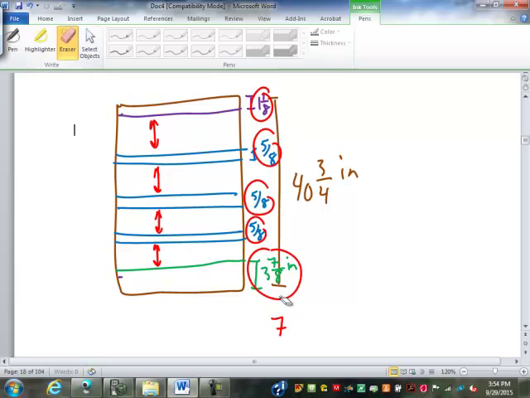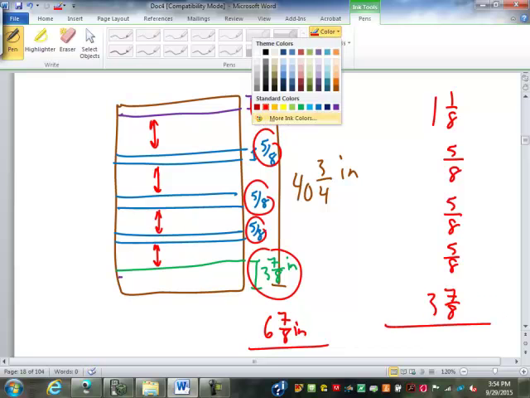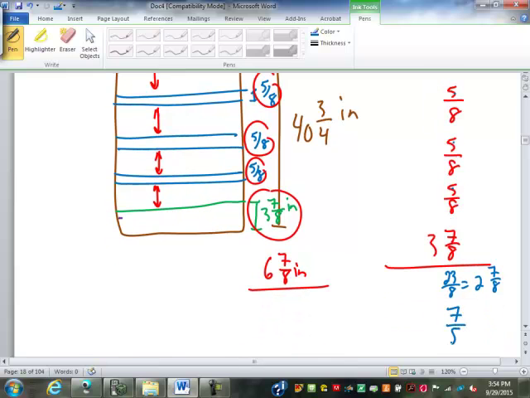6 7/8, isn't it? Is that what you guys get? 1 1/8, 5/8, 5/8, 5/8, and 3 7/8. They're already all in eighths. So we've got 1 plus 5 is 6, plus 5 is 11, plus 5 is 16, plus 7 is 23/8, which is 2 7/8. Keep the 7/8, carry the 2. 1 and 2 is 3, plus 3 is 6. So it is 6 7/8 inches. That's the space taken up by the shelves.